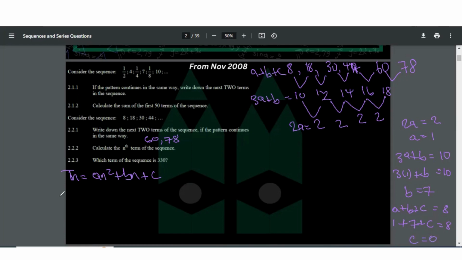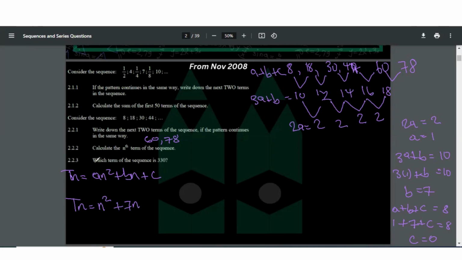And so the equation of the nth term is going to be Tn is equal to a, which is 1, so it's just going to be n squared plus bn, so that's 7n, plus c, and c is just 0, and so that's where it would end. So then that would be our equation: Tn is equal to n squared plus 7n. All right, cool. Let's move into the last question.